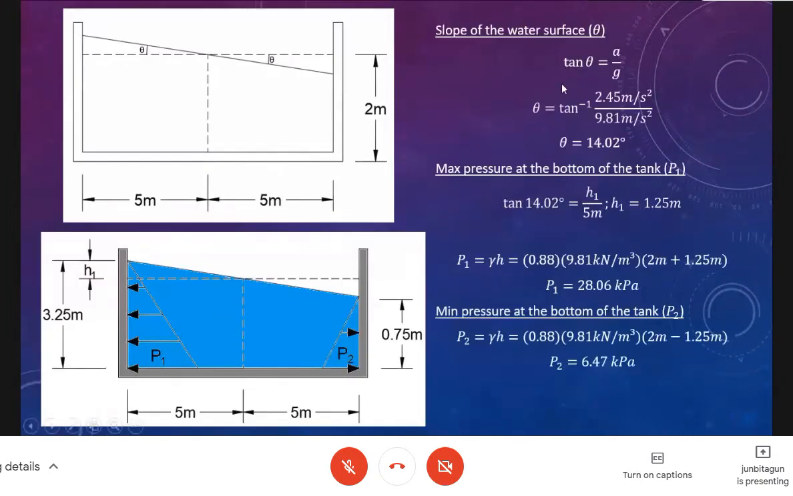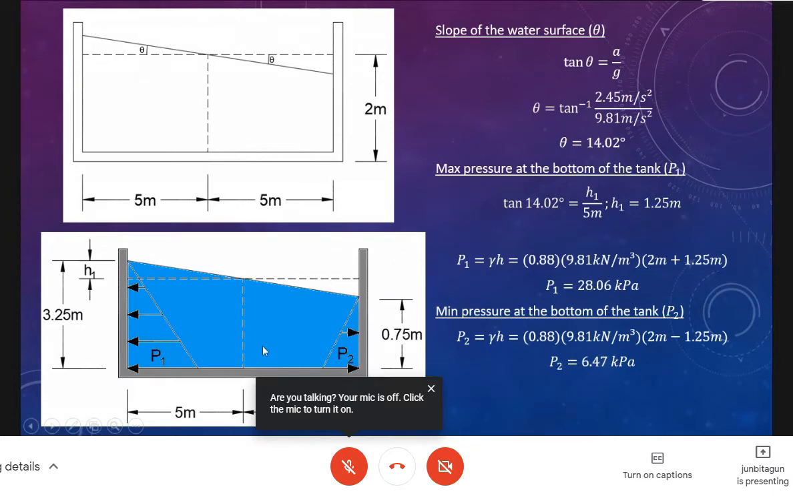Okay, so in this case, let's try to solve for this. Knowing that no water will be spilled, we have theta 14.02. So the maximum pressure at the bottom of the tank would be based on the pressure here on the left and on the right. Because if the water surface has been shifted, then of course the pressure for each and every corner would be different. In this case, it would be of higher water surface, and on the right side, it would be on the lower one. So we can compute the pressure.